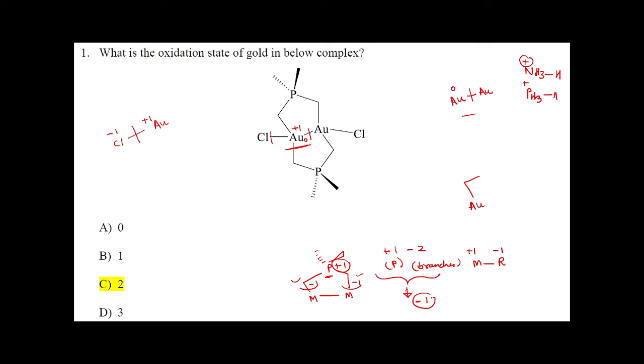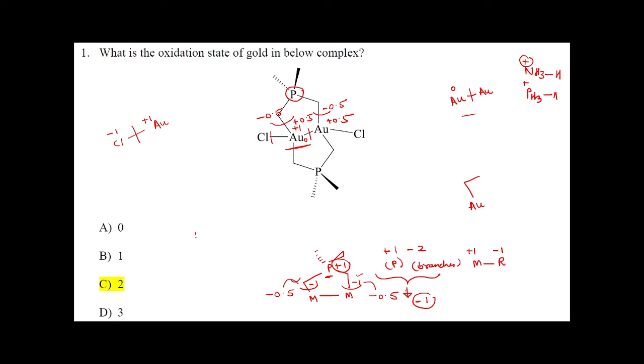+1 -2 is -1. So this is the overall negative charge that this phosphorus ligand will give to the metal. Since -1 is the overall charge, we have to divide it between these two sub branches. So this is going to be -0.5 and this is going to be -0.5. These two ligands come with -0.5 charge each, the reason being the positive charge on this phosphorus central atom. So if -0.5 is the charge on the ligand, it will give +0.5 to the metal and +0.5 to the metal.